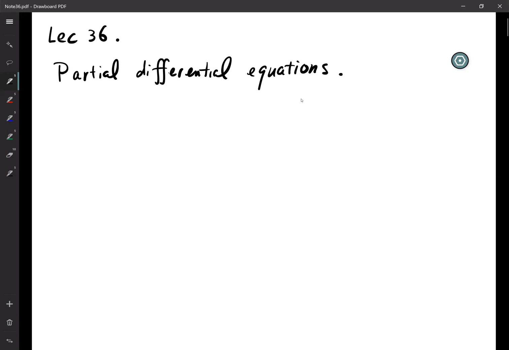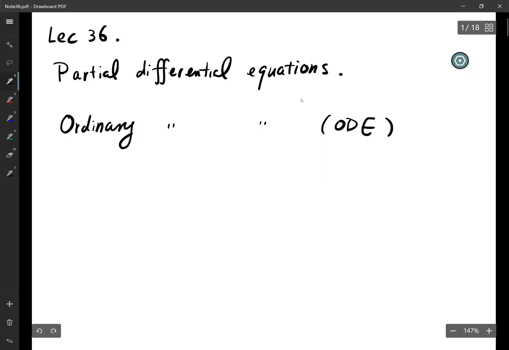Partial differential equations is different from what we learned in chapter 4, chapter 9, and chapter 10, where we have handled the so-called ordinary differential equations, or ODE. And here, in chapter 10, we discuss the PDE. The difference between ODE and PDE is very simple.